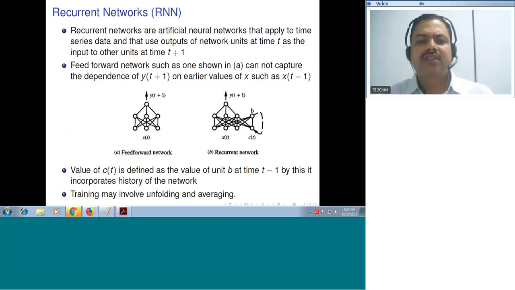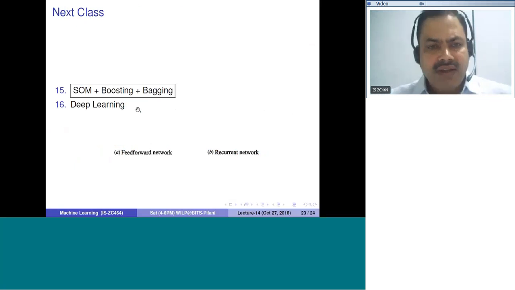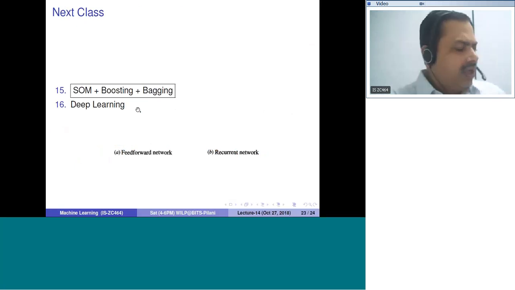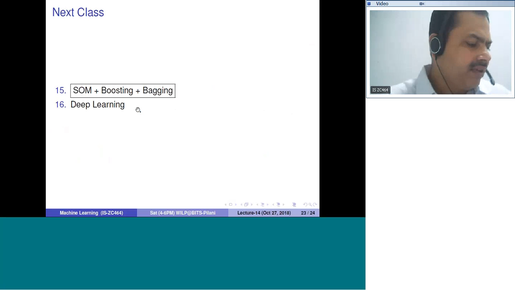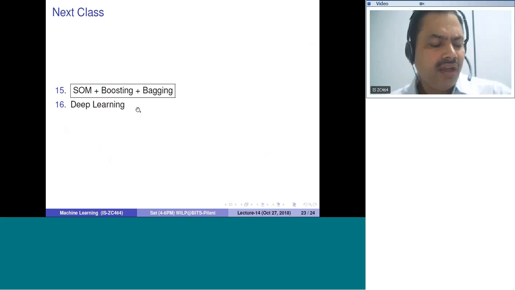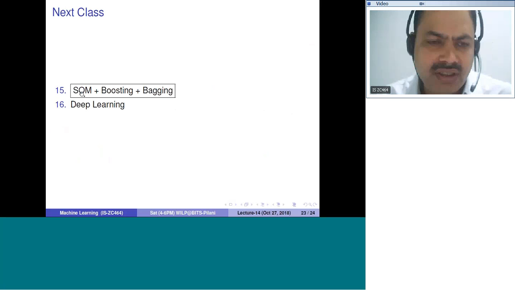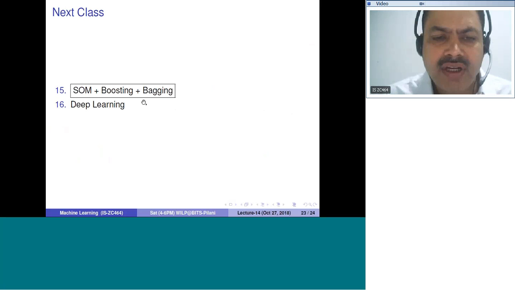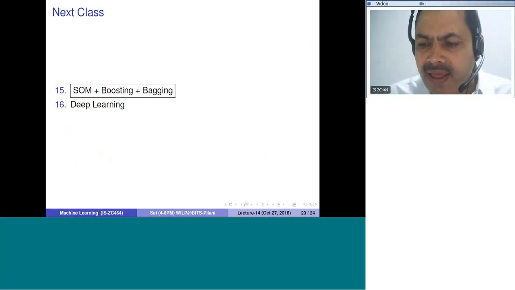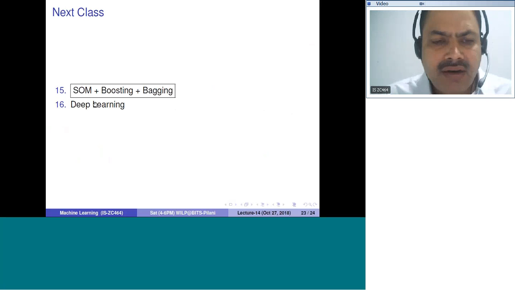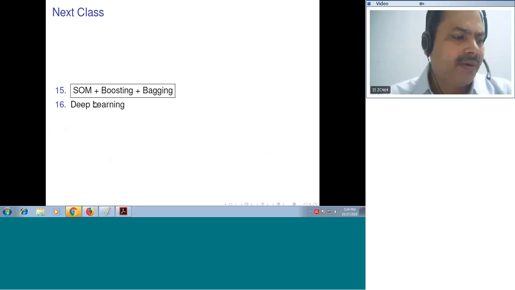So this kind of network is called the recurrent neural network. Okay, so that's all for today. In the next class, we are going to see self-organizing maps, boosting and bagging, and then in the class after that we would be seeing deep learning.